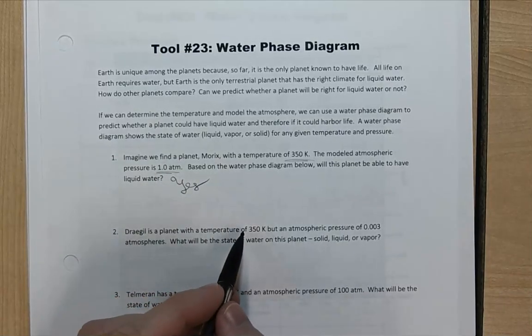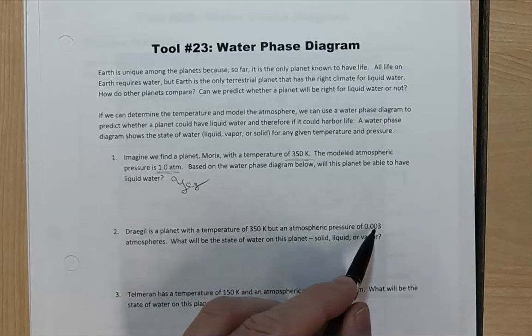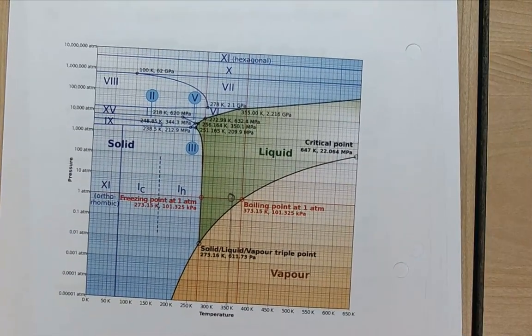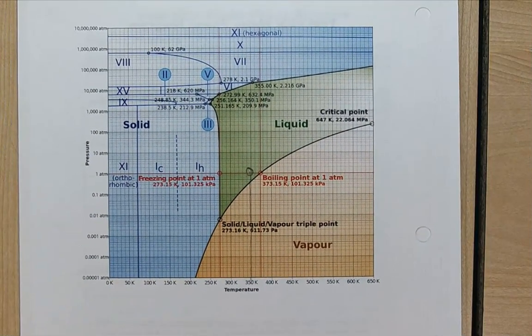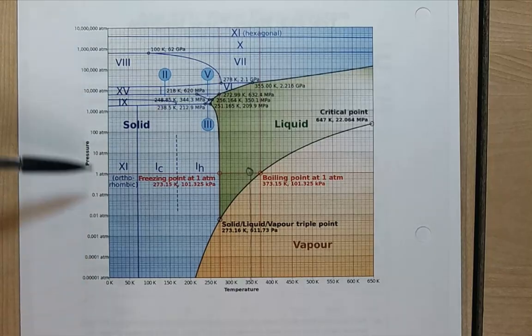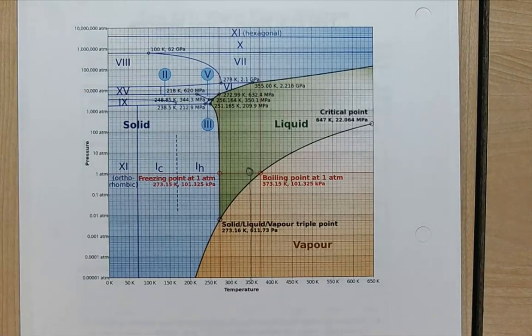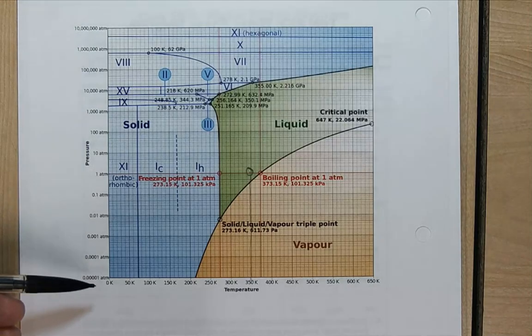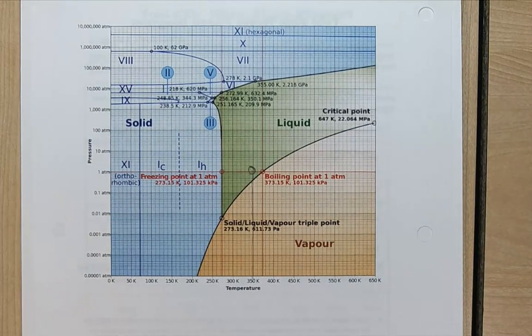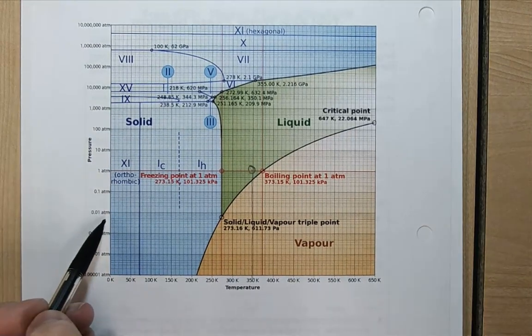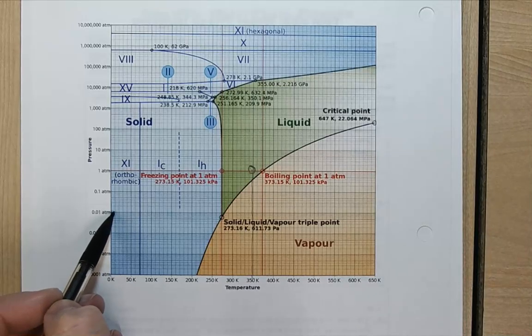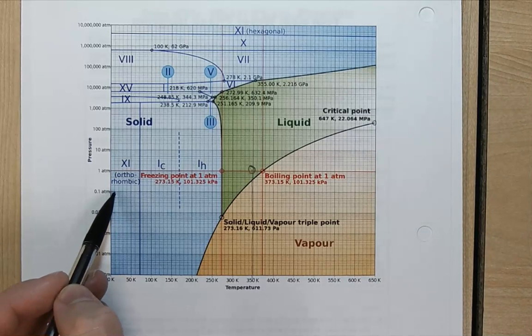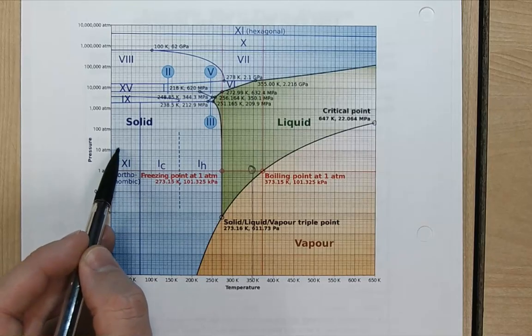Dragel has a temperature of 350 Kelvin, but an atmospheric pressure of 0.003 atmospheres. And so remember that the vertical axis here is what you call logarithmic, right? They're taking this huge span of numbers from 0.00001 atmospheres all the way to 10 million atmospheres, and they're squeezing them together so that they all fit on this page. How do you fit all those numbers in? You fit them in by changing the scale of the graph every time you go up a power of 10.